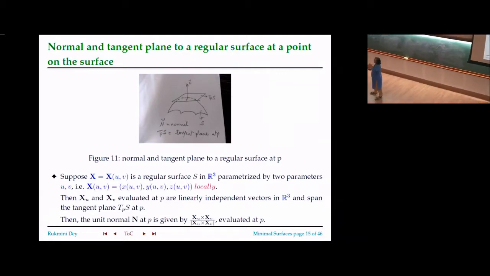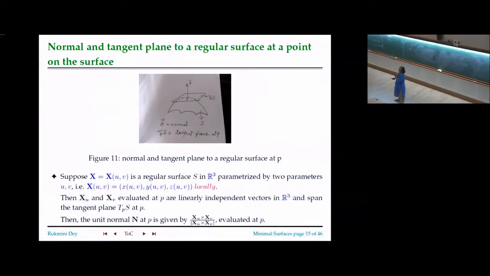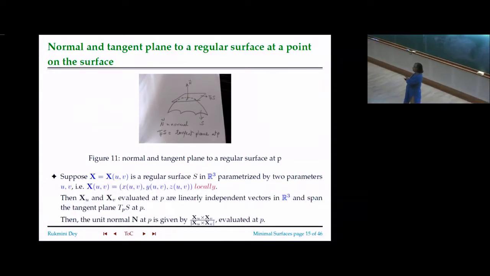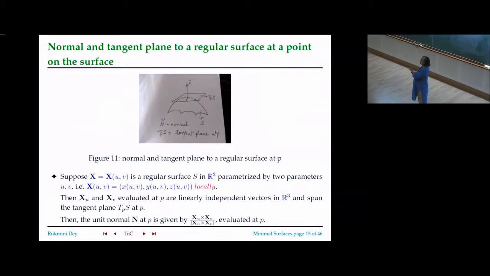No, that is the definition of the regularity. They are not allowed to be proportional to each other. That is the definition of a regular surface. Most of these surfaces I told you, they'll be regular. You could define a tangent plane this way.